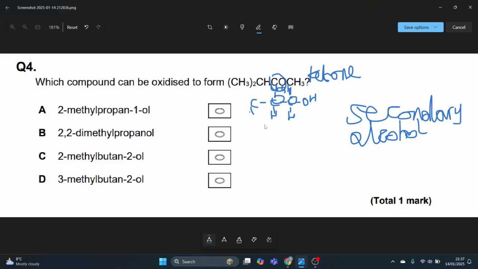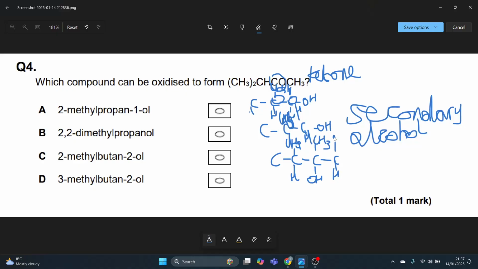2,2-dimethylpropanol, methane, ethane, propane, alcohol group, 2,2-dimethyl. Again, yeah, it might have two methyl groups attached to the second carbon. It's still a primary alcohol. C, methane, ethane, propane, butane, alcohol groups on the second carbon, and you've also got a methyl group on the second carbon.